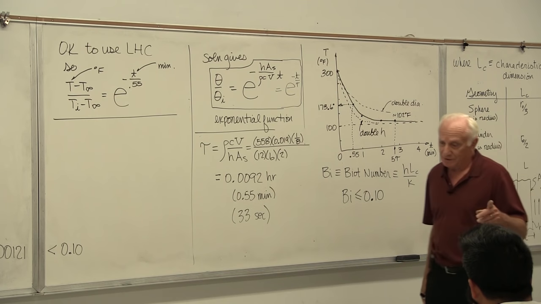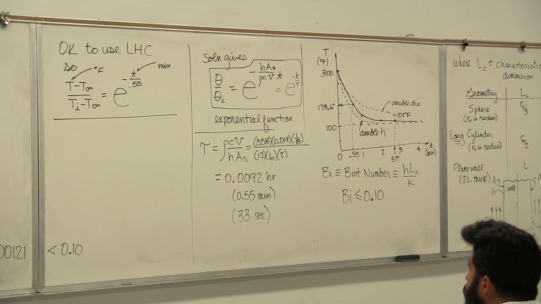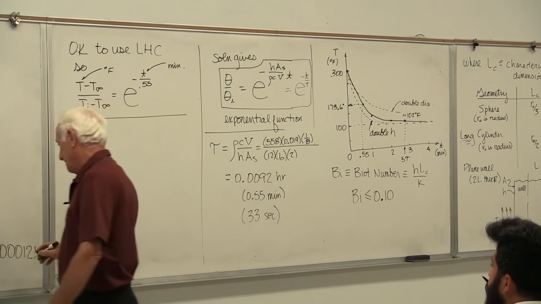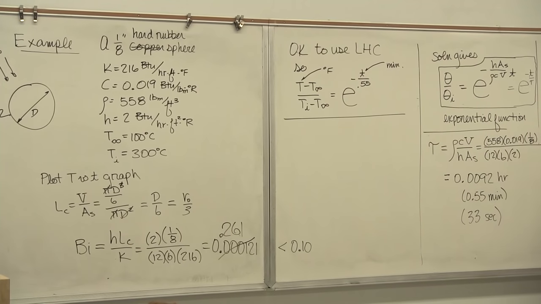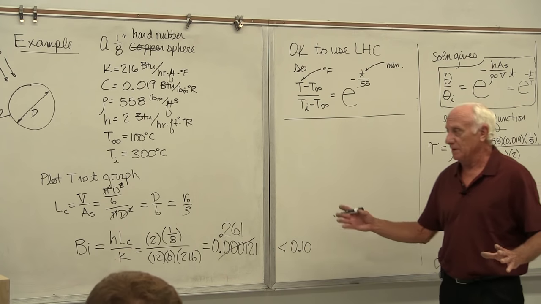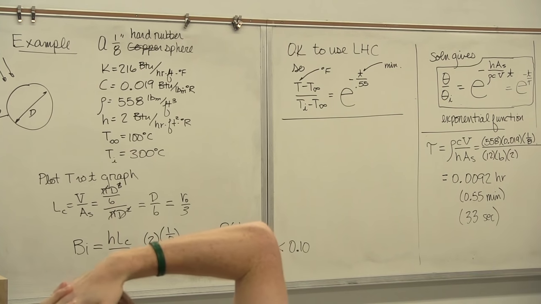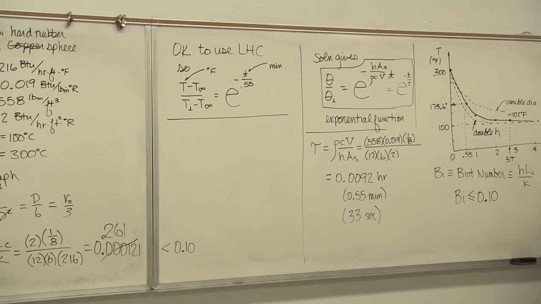Okay, now I change the material. I go to, in the back of the book, hard rubber. When I do that, my Biot number is 0.261, voila. I cannot use lumped capacity now. I've got to use the more difficult approach we're going to look at Friday. So, h can change, k can change, tau can change, c can change, rho can change. So, everyone's different. There's different curves on here, depending on what you put in those numbers right there.